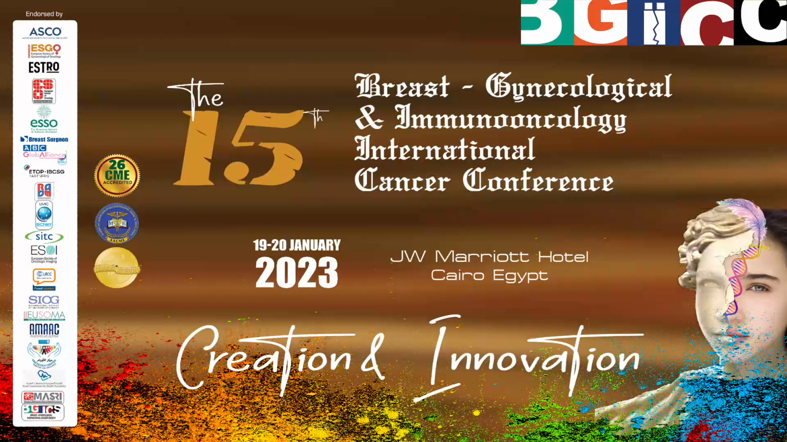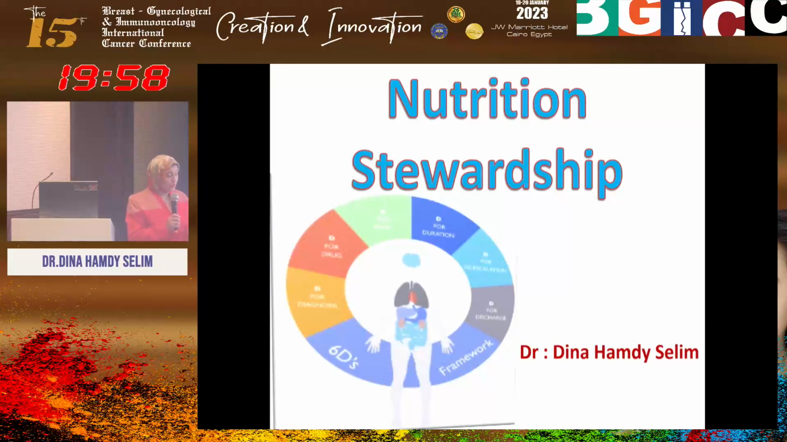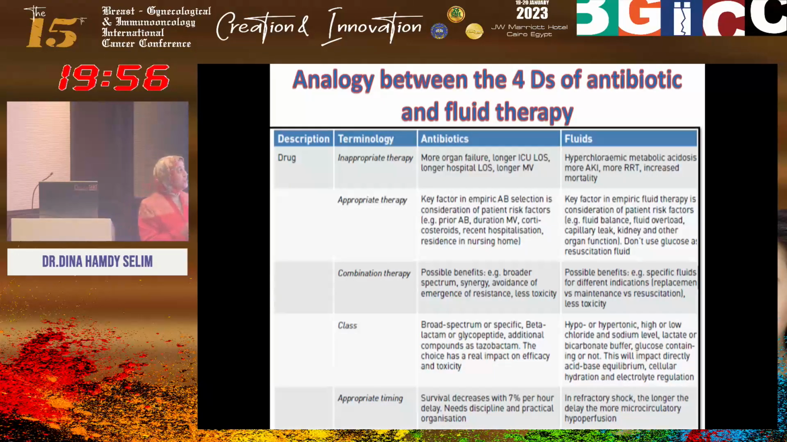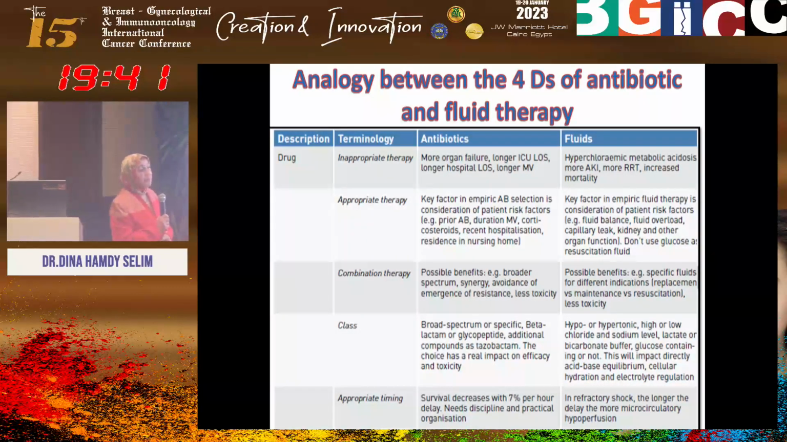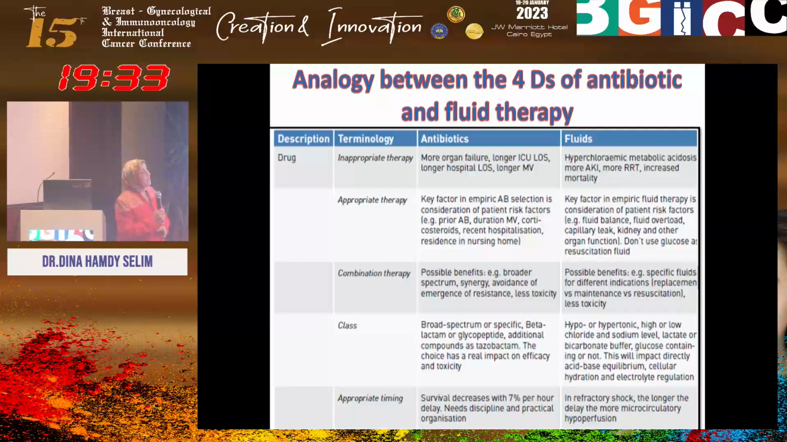I think most of us know antibiotic stewardship, and there is a fluid stewardship, and also there is a nutrition stewardship. Before starting to talk about nutrition stewardship, we will take a look at the antibiotic and fluid stewardship. Both of them are with 4Ds. First of all, drug. In antibiotics, the drug of choice, broad spectrum or not broad spectrum activity, and fluids.